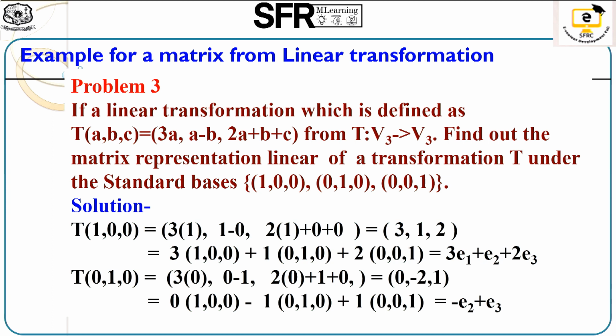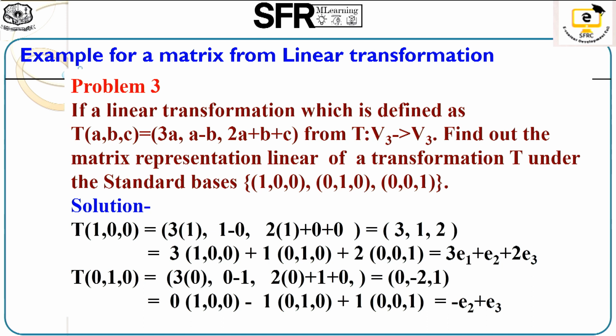By using this, we multiply by the identity values: 0 into (1,0,0), minus 1 into (0,1,0), plus 1 into (0,0,1). Therefore, we get minus e2 plus e3.